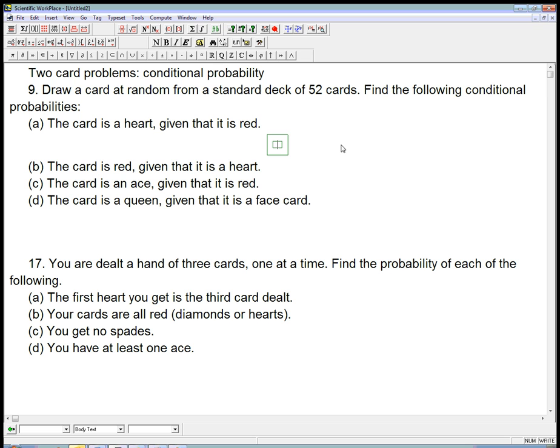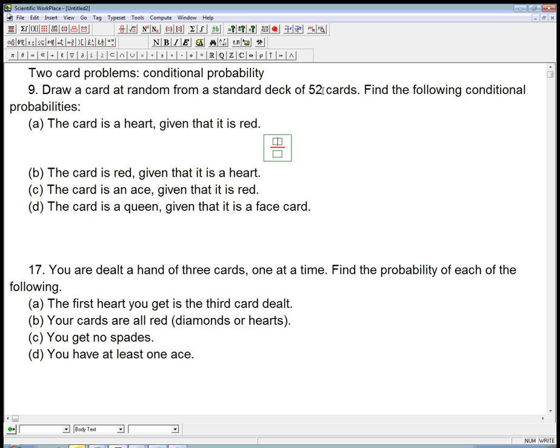So it's not going to be divided by 52 possibilities. The denominator is going to be all the red cards. Well, how many red cards are there? There's 13 hearts and there's 13 diamonds. So there's going to be 26 total hearts and diamonds. And then the card is a heart. Well, how many hearts are there? There's 13. So that's just going to be 1/2, or 50% probability.